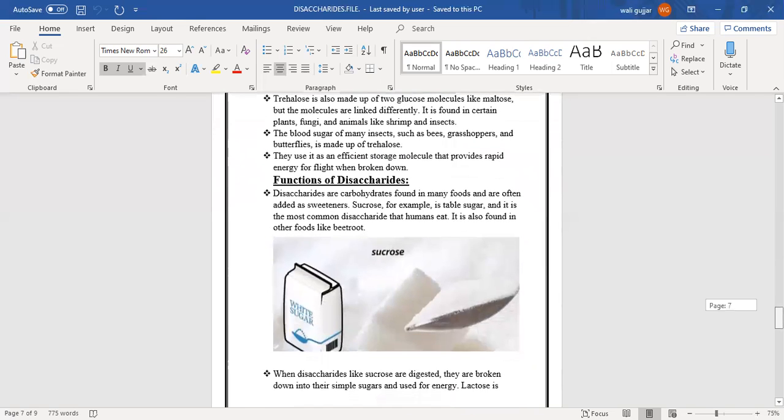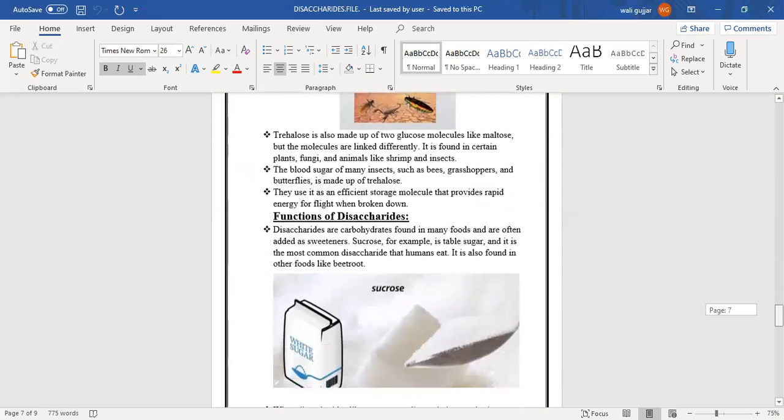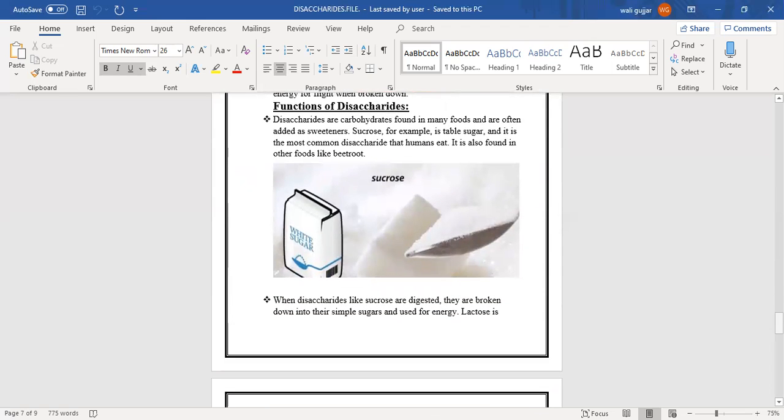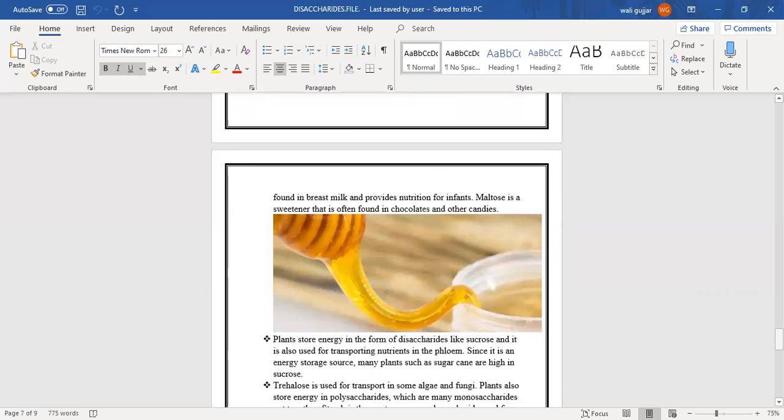So there are many applications of disaccharides in daily life. We see some of the functions of disaccharides. Disaccharides are carbohydrates found in many foods and are often added as sweeteners. Sucrose, for example, is table sugar and it is the most common disaccharide that humans eat. It is also found in other foods like beetroot. In this figure, you can see sucrose is also used as white sugar. When disaccharides like sucrose are digested, they are broken down into their smaller sugars, and they're used especially for energy. Lactose is found in breast milk and provides nutrition for infants. Maltose is a sweetener and is often found in chocolates and other candies.